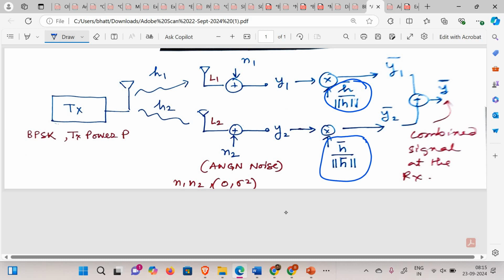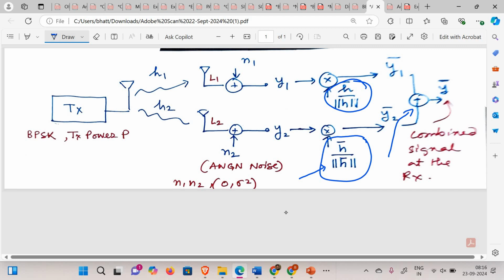So the portion H bar divided by norm of H, this symbol is called the norm of H. H is a vector quantity, so H bar divided by H norm, where H stands for the multipath coefficients. If you take that as a weighting factor, then based on the weightage of H and H prime individually, there will be a combiner that will take place. As you can see, this is where the combined signal is getting in. That's why we call it the combiner.